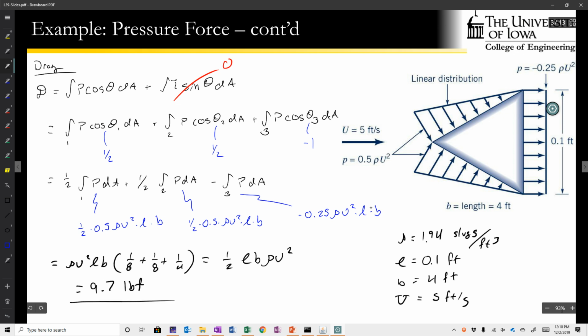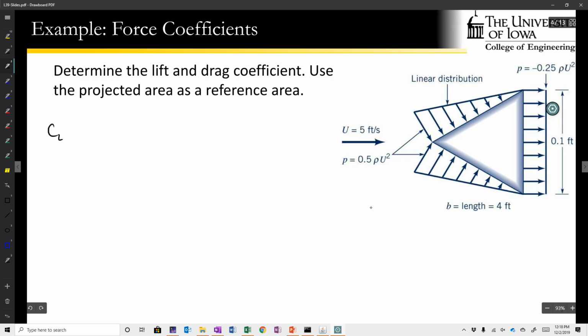So zero lift and a positive drag force. Okay, and we're going to do one more calculation, which takes about 5 seconds, based on the definitions of the lift and drag coefficients that we gave a couple slides ago. Lift and drag coefficients, where I said CL is equal to lift over 1/2 rho u squared times A, and CD is equal to drag over 1/2 rho u squared times A.